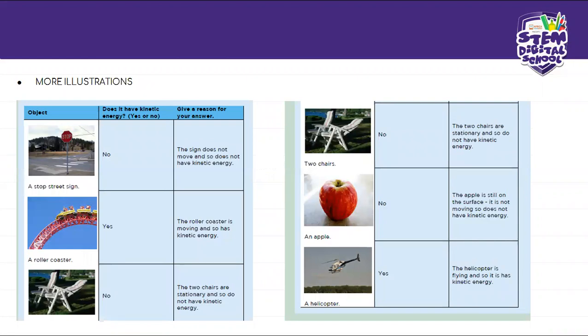So let's look at the stop sign. Does it have kinetic energy? Yes or no? It's stationary. So because it's not moving, it's no. The reason the sign does not move and so does not have what? Kinetic energy. That's perfect. Okay.